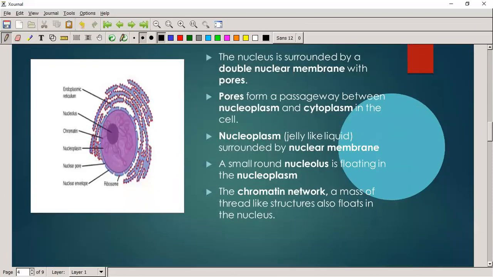Okay, so just to recap, the nucleus consists of a double membrane, the nuclear membrane around it. It's got pores, which is going to have RNA coming in and out of it the whole time and connecting the nucleoplasm, basically cytoplasm inside the nucleus, with the rest of the cytoplasm inside the cell. The nucleoplasm is a jelly-like liquid that is surrounded by the nuclear membrane. A small round nucleolus is floating in the nucleoplasm containing the DNA or chromatin material with the DNA inside it. And the chromatin network, a mass of thread-like structures, also floats inside the nucleus. And this consists of a long string of DNA.